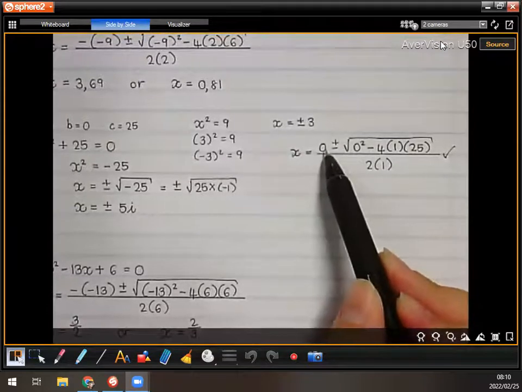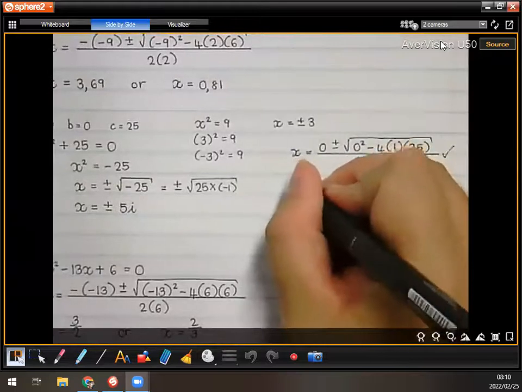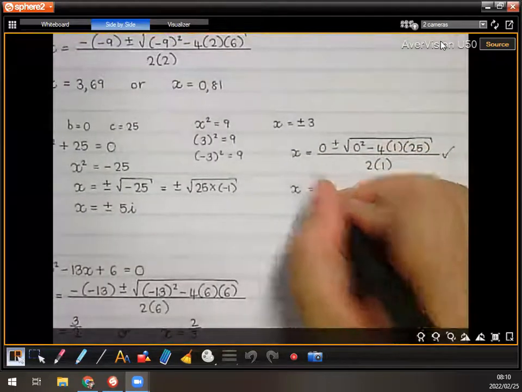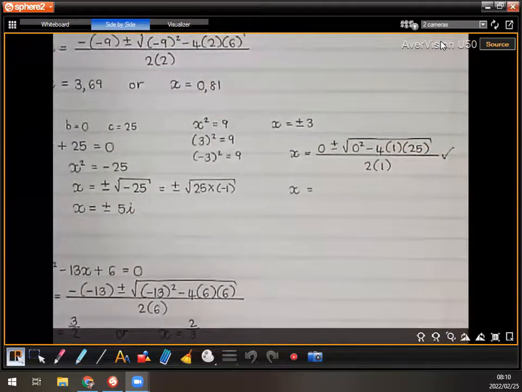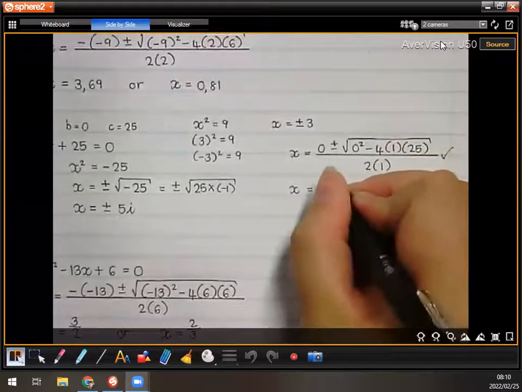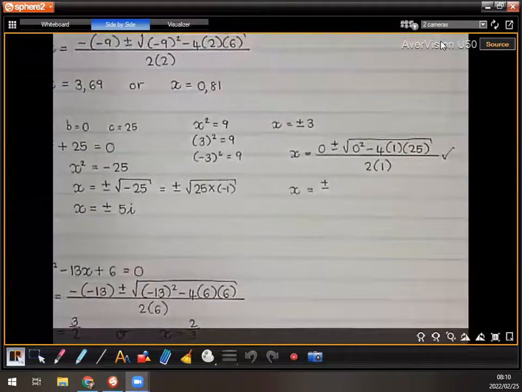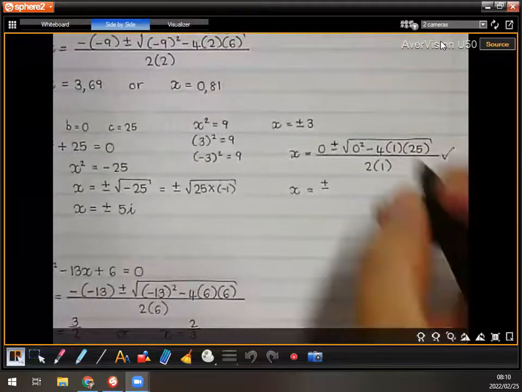So now 0 is just 0, so you can actually move this out. But you do still have to have your plus or minus, all right, because it is going to be positive, that's square root, or negative, that's square root. So you have your plus or minus. And what does this become? What's negative 4 times 25?